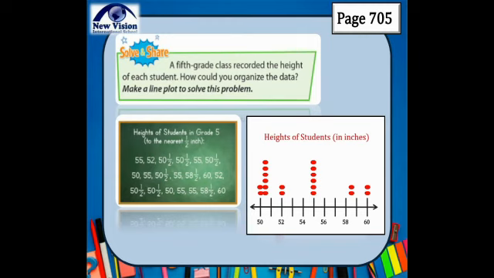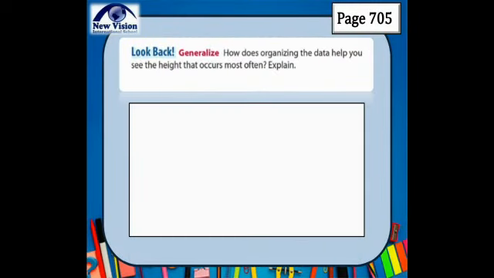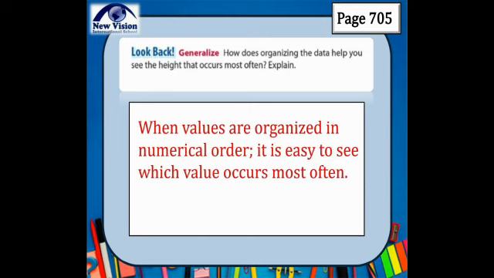Okay, so this is how you're going to organize the data given to you using a line plot. Next, look back, generalize. How does organizing the data help you see the height that occurs most often? Explain. When values are organized in numerical order, it is easy to see which value occurs most often.